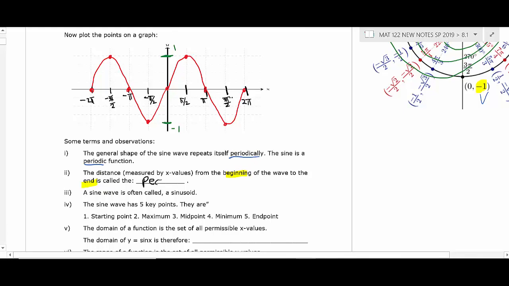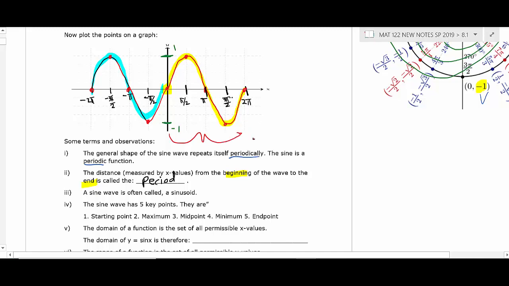The distance measured from the beginning of the wave to the end is called the period. That's an important vocabulary word. Here is how you can think of that. You can start wherever you want, but I'm just going to begin the wave here, and then go through a cycle. I can make it all the way up to the top, back to the x-axis, to the minimum, and back to the beginning. That's what repeats itself. I'm going to highlight that right there. That would be what we call 2 periods there. So the period would really be from there to there.